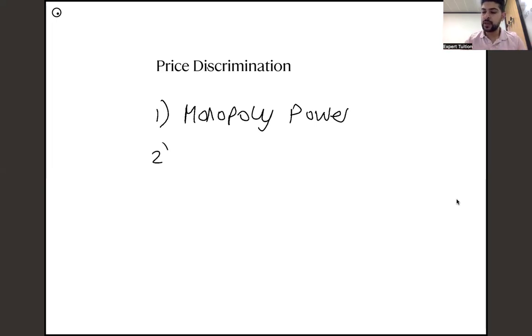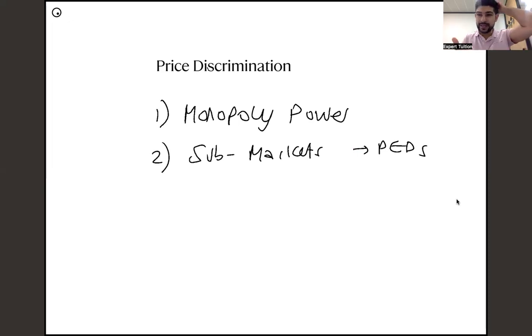Number two is that you need to be able to separate the market into sub-markets with different PEDs. In the example I gave earlier with students versus the adults. So we go to sub-markets with different PEDs. So I'm doing a very shorthand. What does that mean?